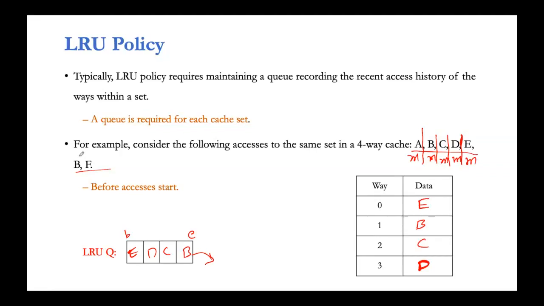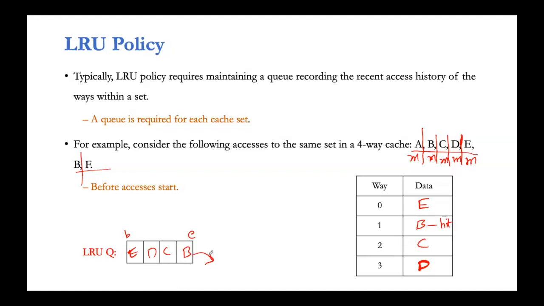Okay. So next, when it is accessing the B cache line, B is there in the cache, so it is a hit. Once the hit is there, it is responded, and B is given to the CPU, and then your queue will be updated.